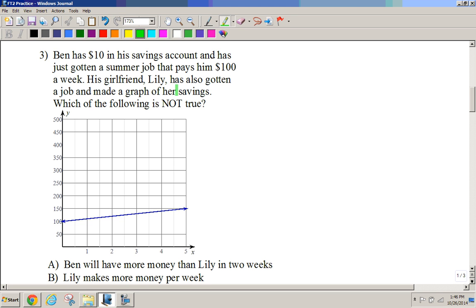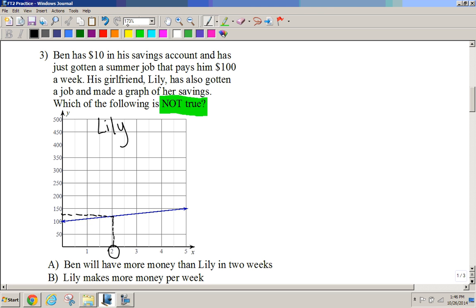Okay, so please pay close attention to the wording here. We're looking for something that is not true, okay? So here's the first option. Ben will have more money than Lily in 2 weeks. All right, well, keep in mind the graph represents Lily. So if we're looking at 2 weeks, we're going to go up the graph and across to see how much money she'll have. And she'll have somewhere between 100 and 150, okay? And we're not sure of the exact number at this point, but we'll get to that in a little bit, okay?